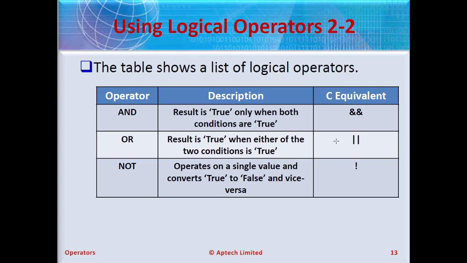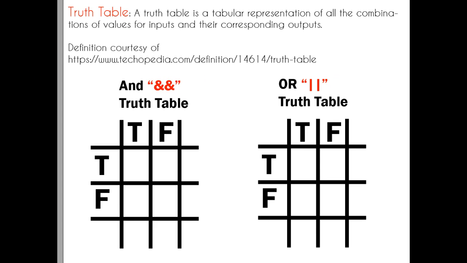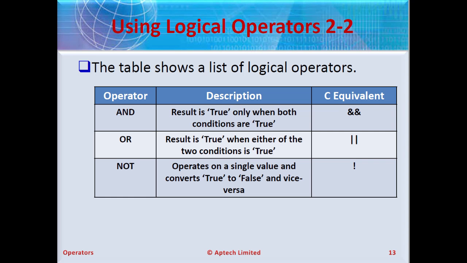Okay, let's look at the truth tables of this before we move on. Now, we can see the definition of what a truth table is, and the definition was obtained courtesy of Techopedia. According to what we have seen in your slides here, for AND, the result is true only when both conditions are true. And for the OR, the result is true when either of the two conditions is true. Not, basically, we've seen, negates everything. True becomes false, false becomes true. Let's go back and fill in these values very quickly.